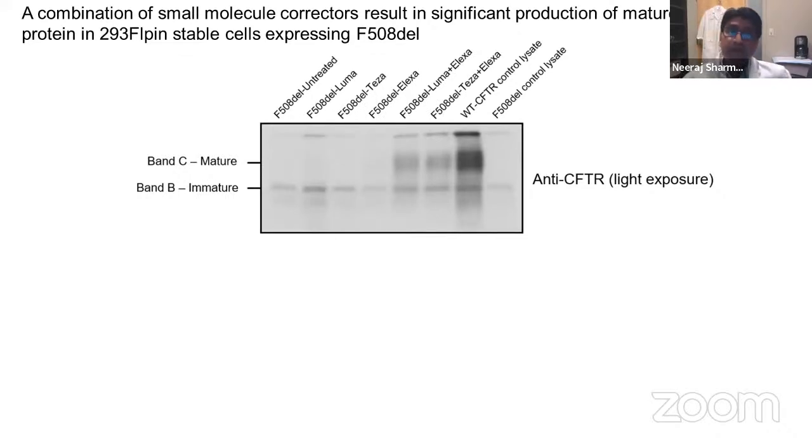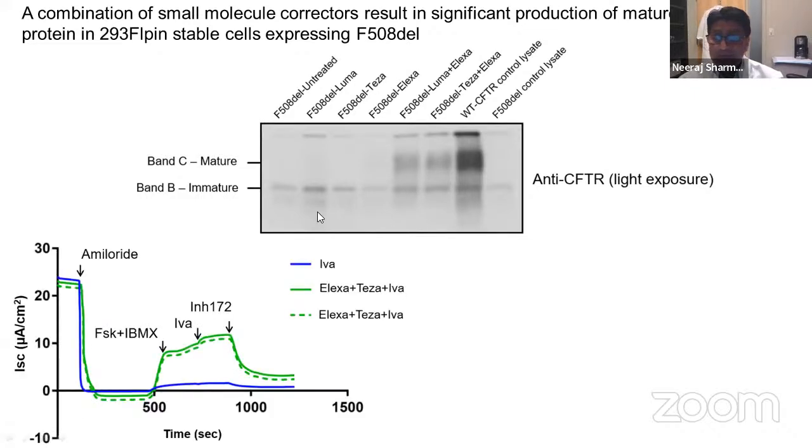Interestingly, what you see here is that use of the corrector molecules, lumacaftor, tezacaftor, or elexacaftor, by itself, does not give any benefit. It still remains core glycosylated, as you see with these bands. However, when a combination of lumacaftor and elexacaftor or tezacaftor and elexacaftor, when these two corrector molecules are used together, you start to see that this F508 del makes complex glycosylated CFTR protein like wild type. This is on Western blot.